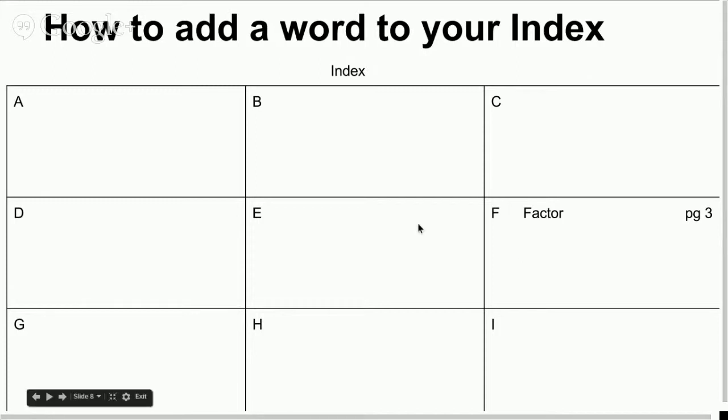So when you add stuff to your index, you turn to your index, you find the letter you're looking for. So factor starts with an F. So I'm going to write factor here and page 3. Write it kind of small because we could end up having a bunch of words that start with F in our index. So write it kind of small.